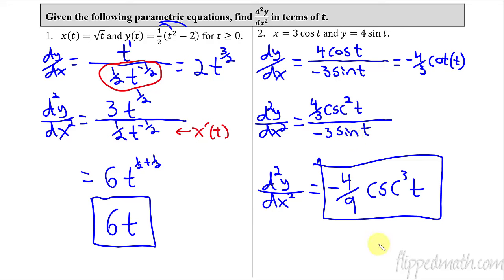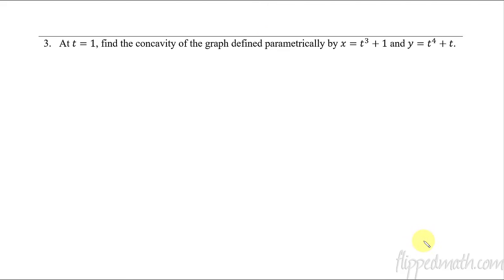So a couple ways to manipulate it, but whenever you have sines and cosines, you want to try and simplify it down as much as possible. It makes it easier for when you have to plug things into the second derivative, or it makes it easier to take the second derivative itself. All right, one more problem, and that is dealing with concavity. So now we will apply the second derivative test here, but we're just plugging in t equals 1. So instead of finding where it is concave up or concave down, we're just trying to say is it concave up or concave down at that point, t equals 1.